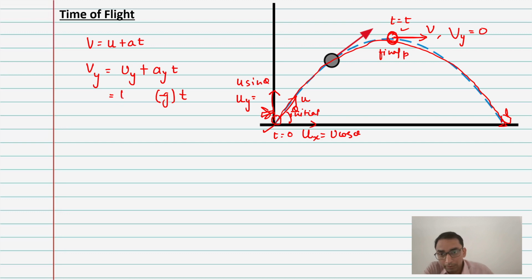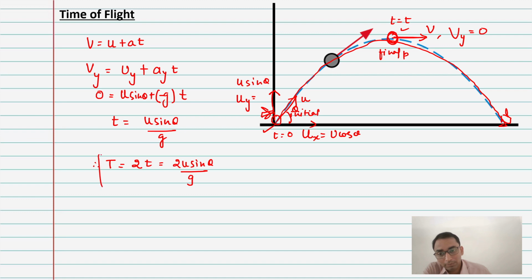Here I am going to substitute u sine theta, and then vy is 0 because the final position's y component is 0. So from here I get t equal to u sine theta upon g. That means the time of flight, capital T, the total time of the journey, is twice t, that is equal to 2u sine theta upon g. So this is the time of flight equation.